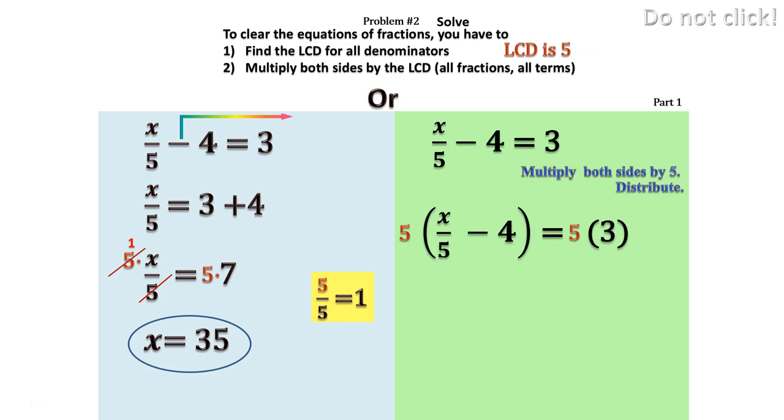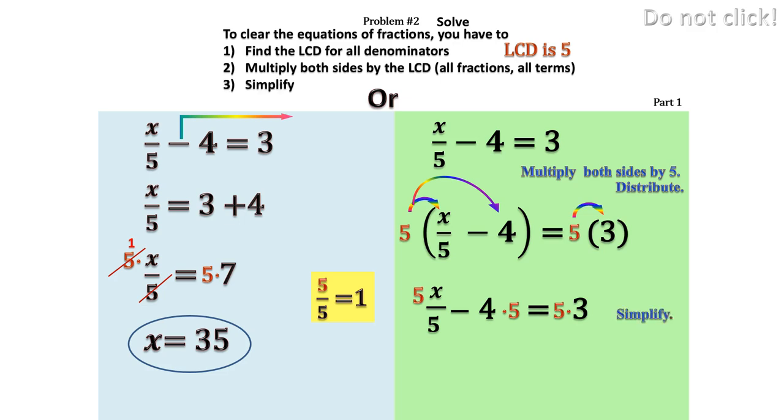And after that we are going to use the distributive property. 5 times x over 5 will be 5x over 5, and 5 times negative 4. Positive times negative would be negative, and then 4 times 5. And 5 times 3. Now let's simplify, because 5 over 5 is 1. Negative 4 times 5 is negative 20, and 5 times 3 is 15.